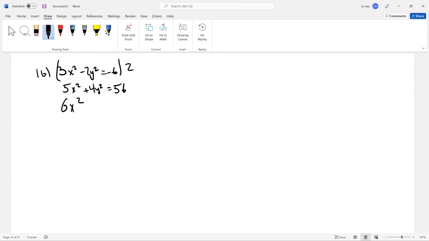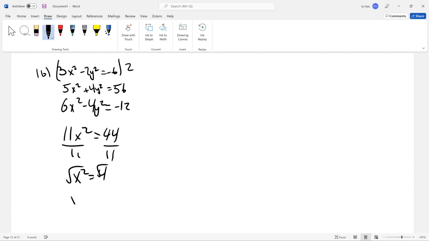So 6x squared minus 4y squared is equal to negative 12. So I get 11x squared is equal to 44. Dividing by 11, x squared is equal to 4. Taking the square root, x is equal to plus or minus 2.